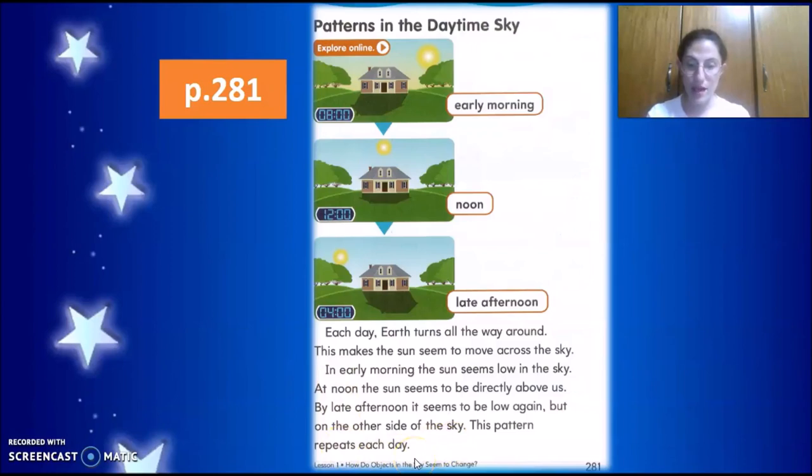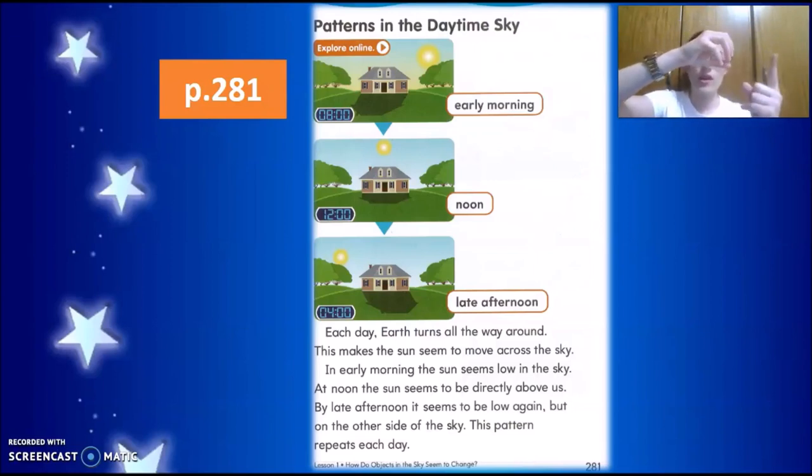By late afternoon, it seems to be low again, but on the other side of the sky. This pattern repeats every day. The Earth rotates around itself, and it needs 24 hours to finish this rotation. As it rotates around itself, the sun appears to be moving across the sky during the daytime, but the sun isn't moving, it's staying in its place. Instead, Earth is rotating around itself, or turning all the way around. What happens? The sun appears to be moving across the sky.